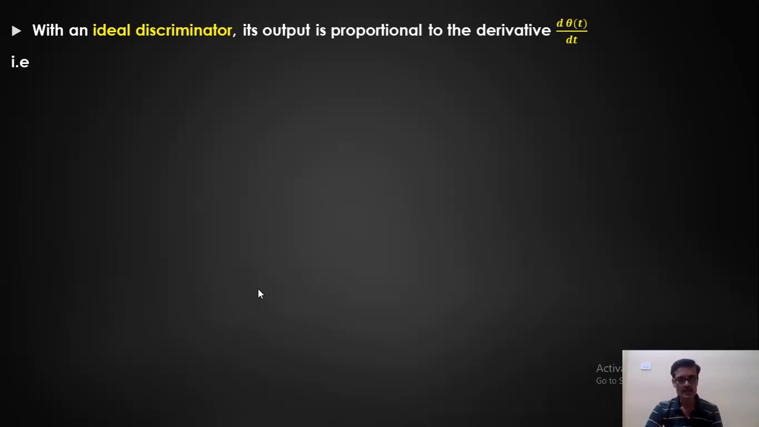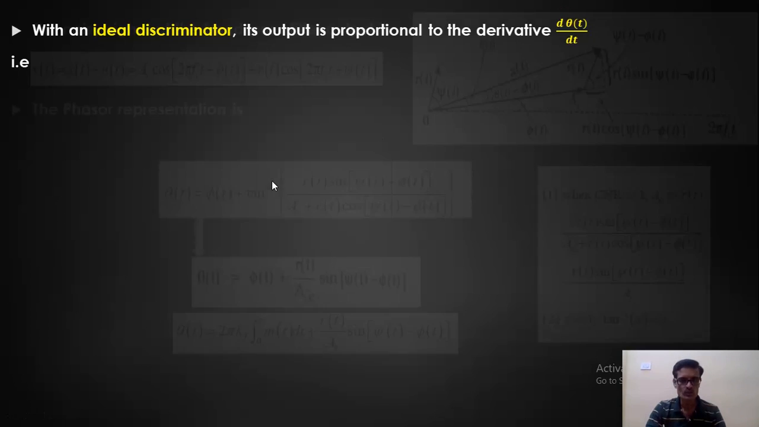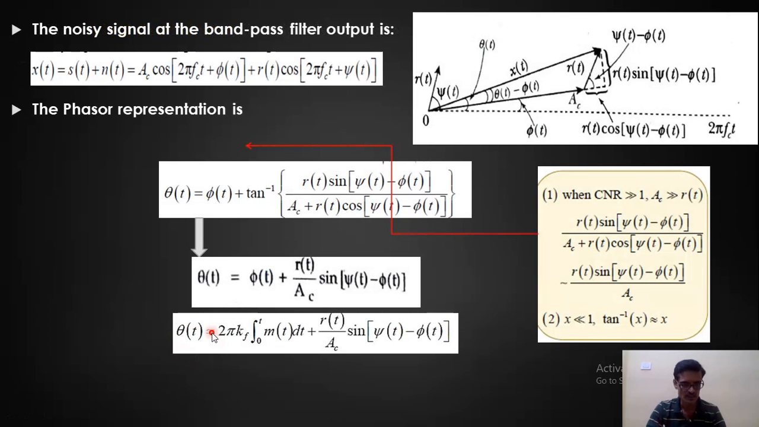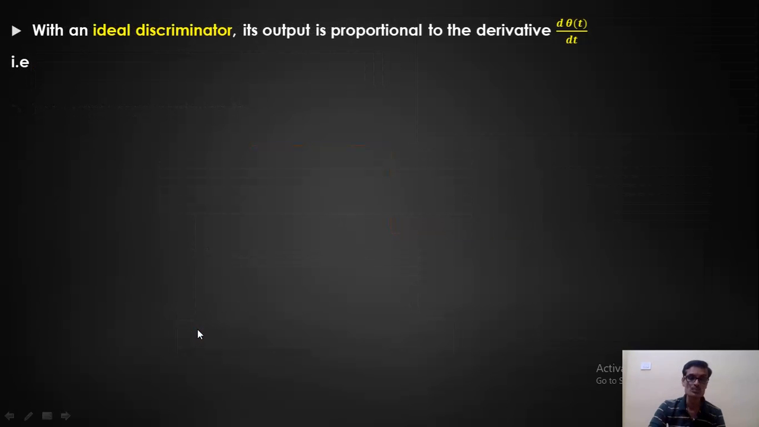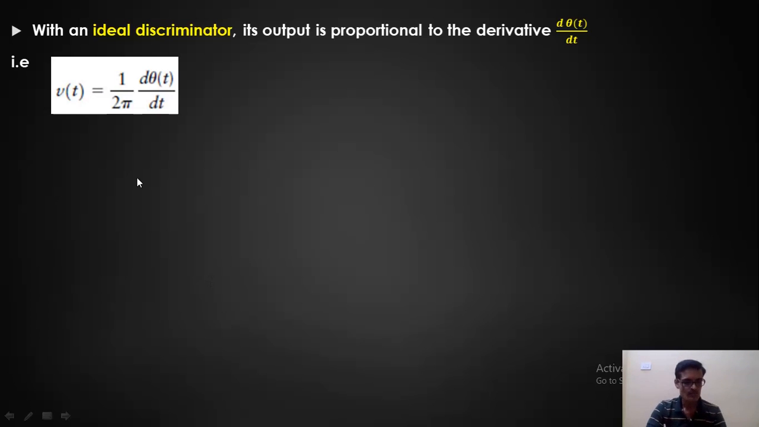Now, I have a discriminator. The output of this discriminator, that is a frequency demodulator, is always proportional to the differentiation of theta of t. Now I know the equation for theta of t from the previous slide, correct? The differentiation of this theta of t is the output of the discriminator. So let us substitute those things. The demodulated signal is the differentiation of theta of t with a scaling factor of 1 by 2 pi.